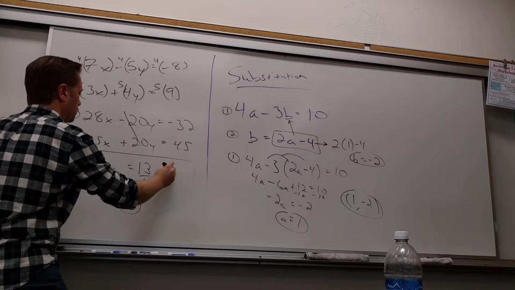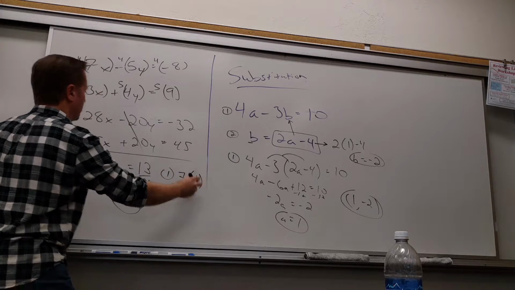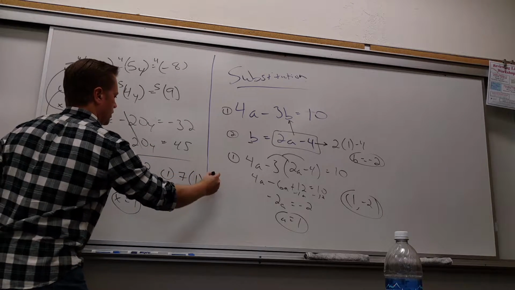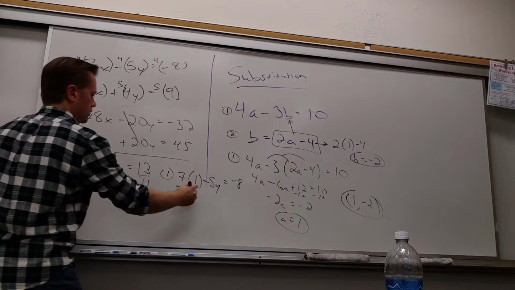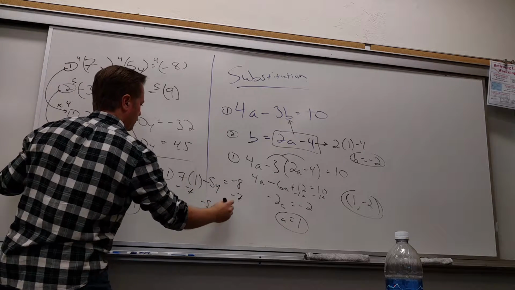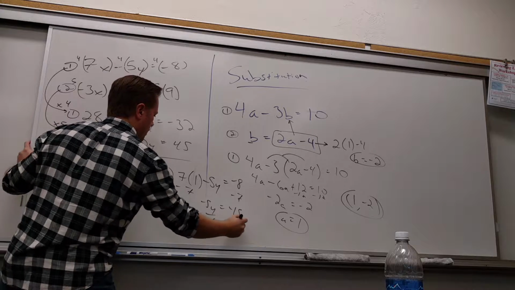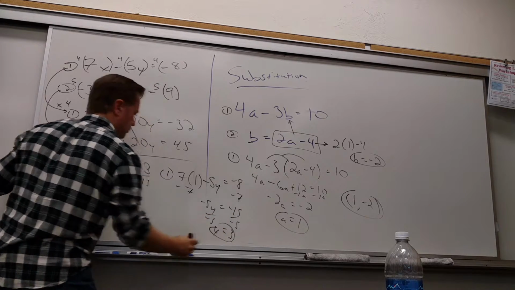First one, okay. So the first one: 7 times x, but x is 1, minus 5y equals negative 8. 7, subtract 7. Negative 5y equals negative 15. Divide by negative 5. Y is 3.